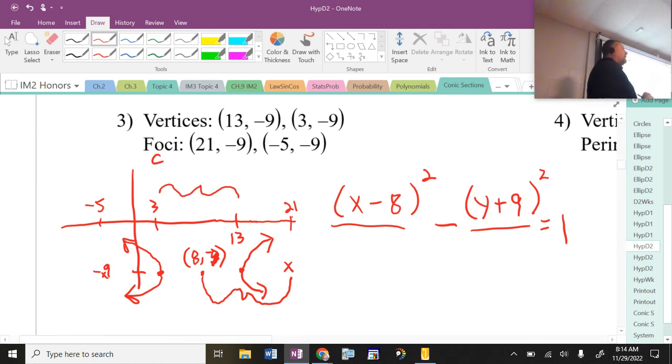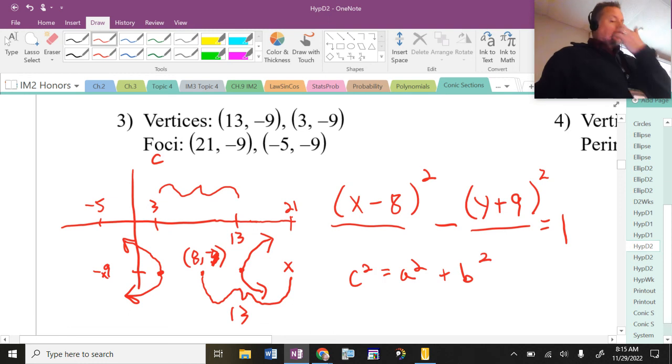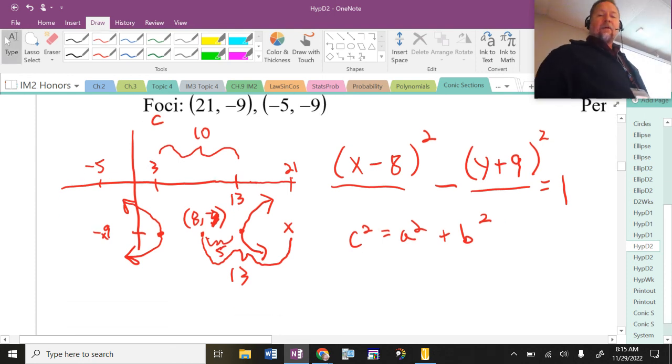How far is it from 8 to 21? 3, 2, 1, go. 13. C is 13. So I'm going to use my magic formula. C squared equals A squared plus B squared. Vertices. This was 10, so this is 5. And remember, A and B, one doesn't have to be bigger than the other. Oh, and then we got a nice number. I know this is a Pythagorean triple.